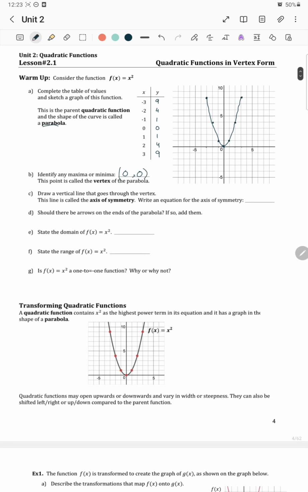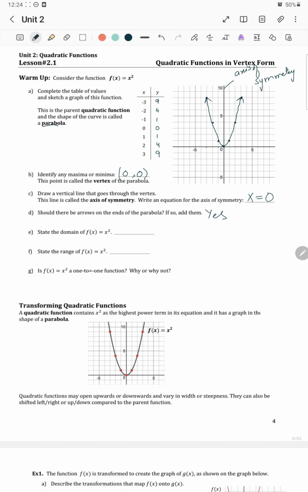Draw a vertical line that goes through the vertex. This line is called the axis of symmetry. Write an equation for the axis of symmetry. The equation of the axis of symmetry is x is equal to 0 because all the x values are zeros over here. Should there be arrows on the ends of the parabola? If so, add them. Yes, there should be arrows because it keeps on moving on.